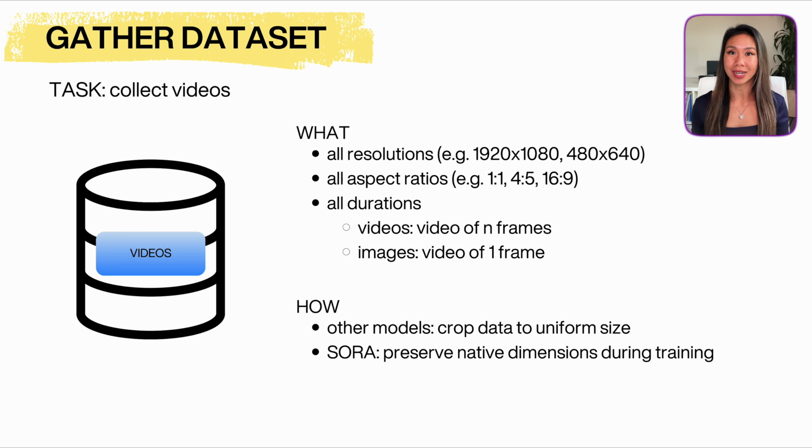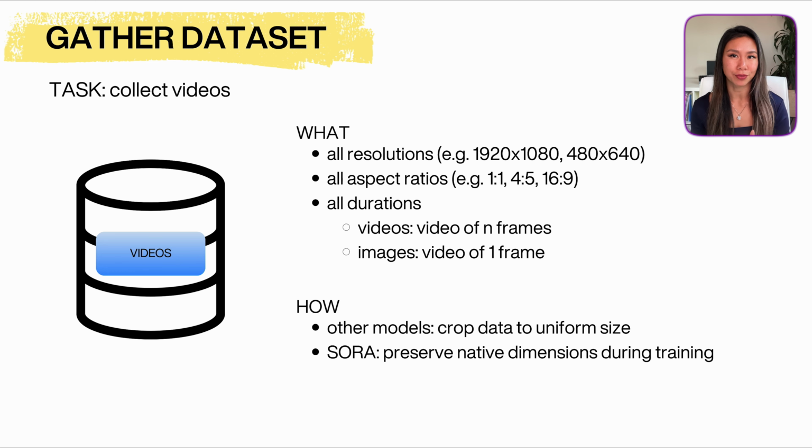Now, that's a lot of variety, and not all models are going to be able to handle that. In fact, what most video generators before Sora have done is crop their video data to certain specifications to keep them of uniform size. A little crop there, a little trim there. It sounds harmless enough, but as we're going to see in a moment, this has big implications down the road. Sora, on the other hand, decided to preserve the native settings of the video data during training. Sora is apparently the first model to do so.